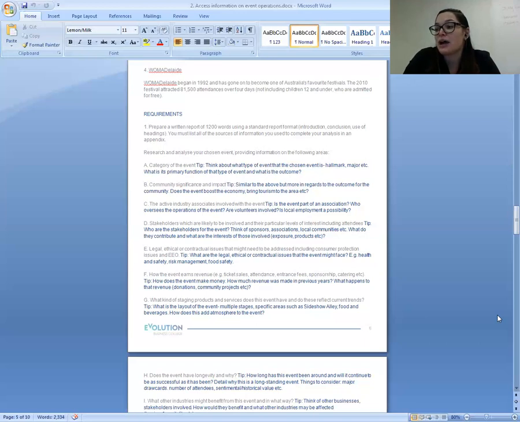Question F, so how the event earns revenue. So basically, how does the event make money? So is it all merchandise? Is it ticket processing? Is it any entrance fees that they may have? Are they getting all their money from sponsorship or catering or anything like that? So you just want to really tell me, how does the event make money?